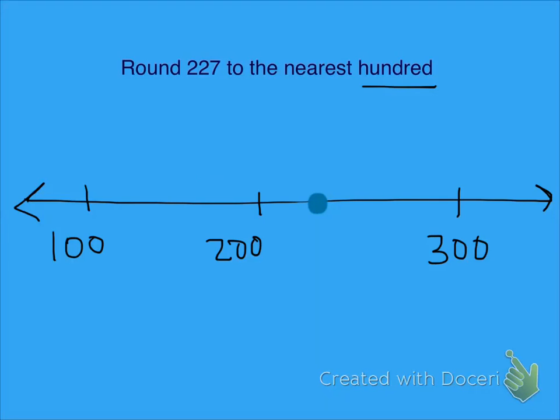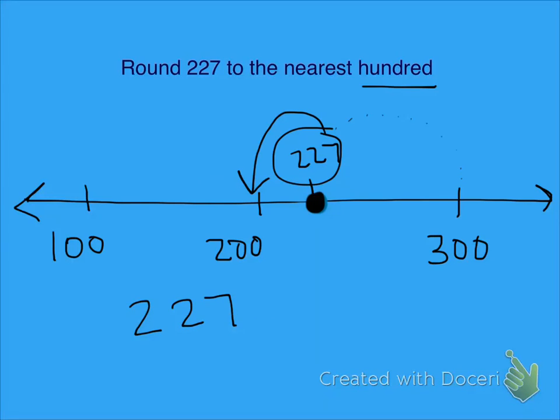Let me make that black so you can see it. So that's 227. So we're rounding to the nearest hundred. So we're going to round to the number that it's closest to. So 227 is closest to 200. It's a lot further away from 300. So 227 would round to 200.